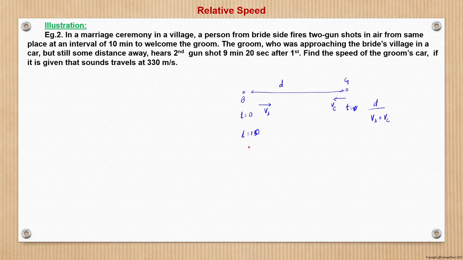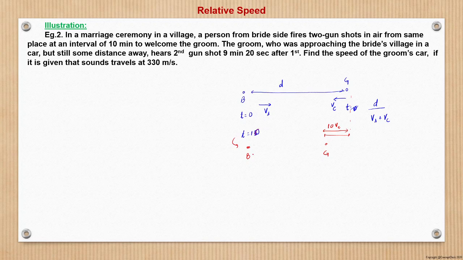At t is equal to 10, bride stays here only, bride's family, whereas the groom's car would have traveled a certain distance. That is, from here to here, they would have covered a certain distance in 10 seconds, right? At a speed of vc. So this is nothing but 10 vc. In 10 seconds, at a speed of vc, this much distance the groom's car would have covered. So this is the new position of groom and this is the new position of bride. So at t is equal to 10 second, right?